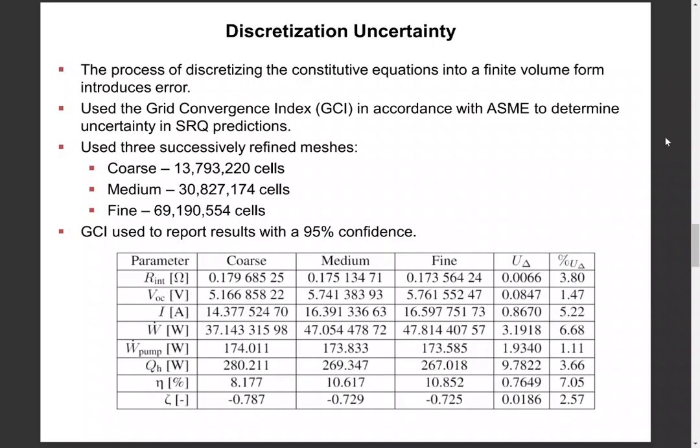Using the grid convergence index, the ASME gold standard for discretization uncertainty quantification, and reporting the uncertainty within a 95% confidence interval, we see that although a grid-independent solution is achieved, there are large amounts of uncertainty associated with prediction of some paramount system response quantities, namely device resistance, generated current, and subsequently calculated power output and device thermal conversion efficiency.